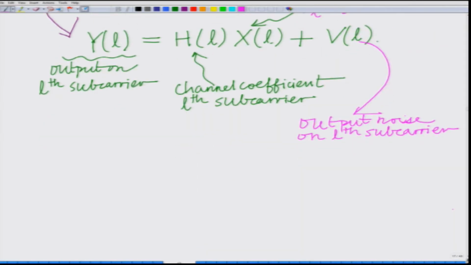So this is the model that we have, that is, capital Y_l equals capital H_l times capital X_l plus capital V_l. This is the system model in the frequency domain, the input-output model across each subcarrier, that is, across the lth subcarrier. Now, in the comb type pilot based channel estimation scheme, we have to extract the output symbols corresponding to the pilot subcarriers. That is what we are going to do next.